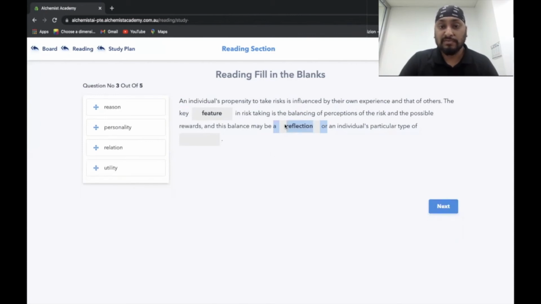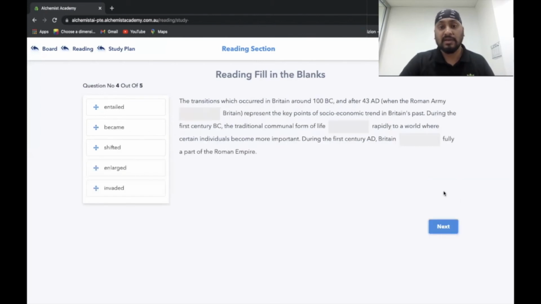Or an individual's particular type of dash. Type of what? So type can also be noun, can also be adjective. So in this case, particular type of reason, no. Relation, no. Utility, no. The only thing that I can think of is personality. Okay. Next.